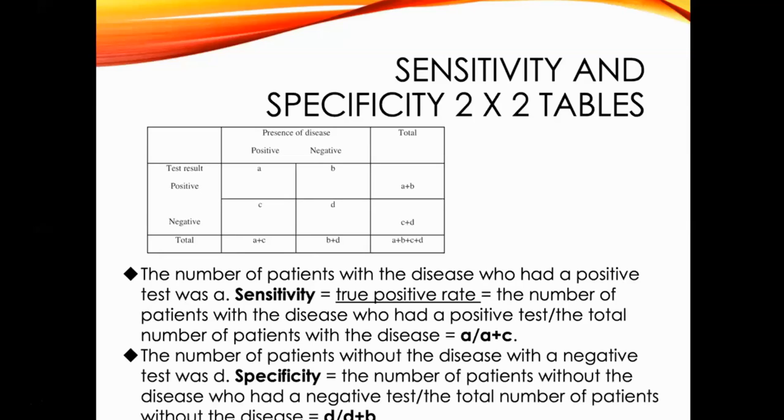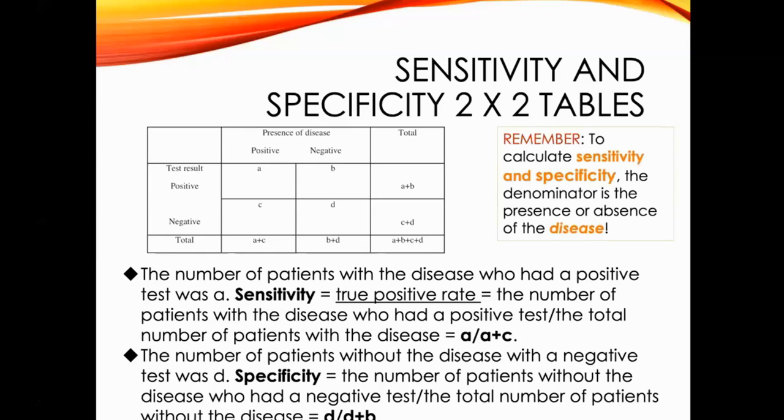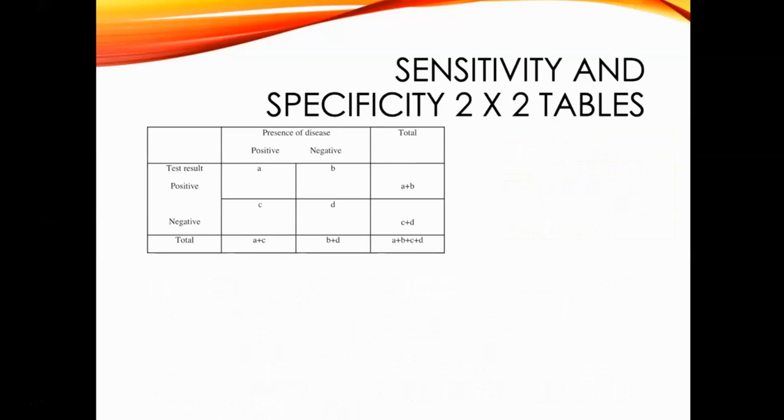And we also remember from the previous slide that the number of patients without the disease with a negative test was D. Specificity is calculated by the number of patients without the disease who had a negative test divided by the total number of patients without the disease. So D over D plus B. And here's a really important tip. You always want to remember that when you're calculating sensitivity and specificity, the denominator is the presence or absence of the disease. So now let's talk about negative predictive value and positive predictive value.